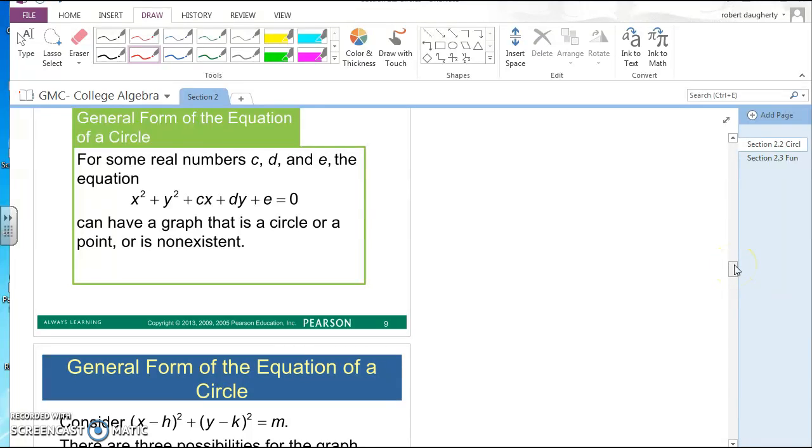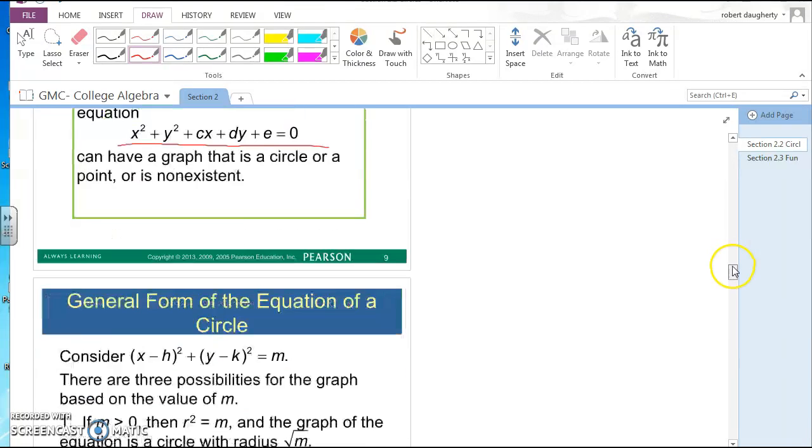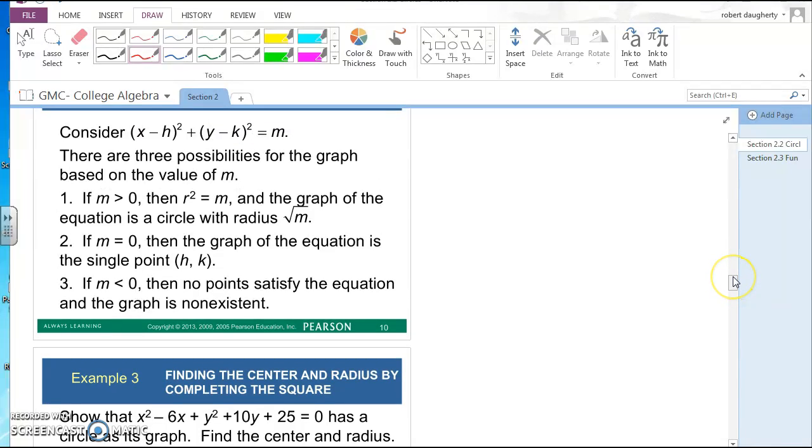Now the next one is a formula for a circle, and you don't really need to memorize this formula, but you just need to be able to work with it. Our goal is to take things that look like what you see here, x squared, y squared, x's and y's, and get it into the form of the equation of a circle. If I can get it to be (x - h)² + (y - k)² = some number, then I can determine what this circle is. If the number on the other side of the equal sign is positive, the square root of that is going to be your radius.